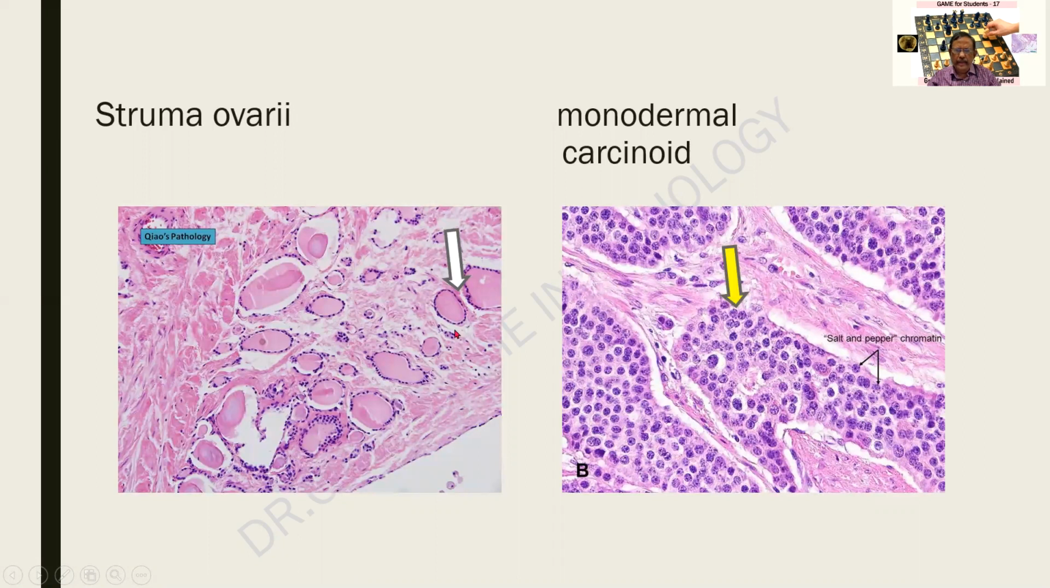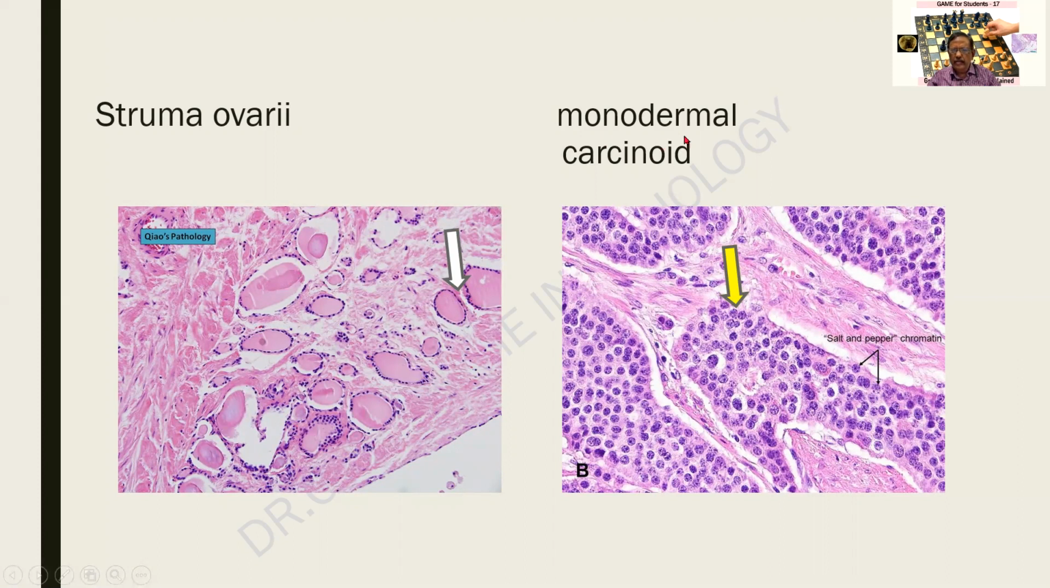Struma ovarii. It is a specialized type of teratoma in which I am finding tissue resembling thyroid follicles. So I am finding multiple follicles which are filled with homogeneous eosinophilic colloid. If a student is given this, they may think that it is a thyroid. So it is struma ovarii.